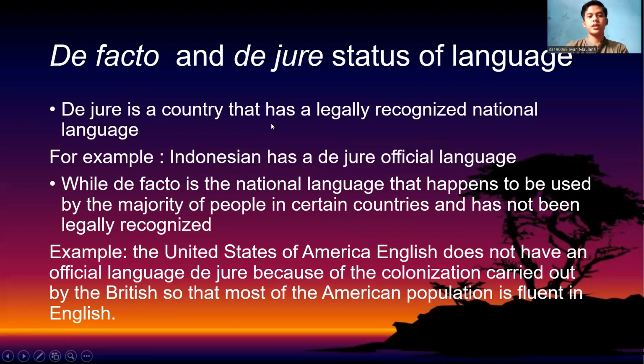Next, de facto and de jure status of units. De jure is a country that has legally recognized national units. For example, Indonesian has a de jure official unit, while de facto is the national unit that happens to be used by the majority of people in a certain country and has not been legally recognized. Example, the United States of America does not have an official language de jure, because of the colonization carried out by the British, so most of the American population is fluent in English.